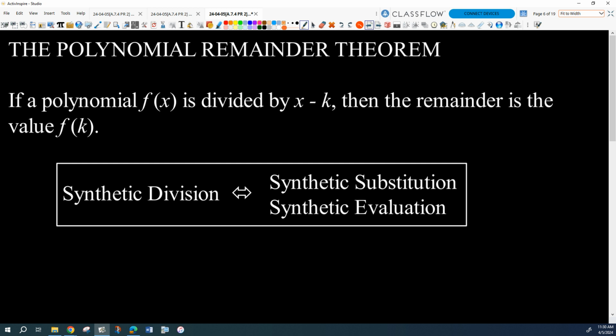And so what we find is that with synthetic division you get that baker's dozen effect here. Synthetic division also gives you synthetic substitution at no additional cost. It's the same process. You're just interpreting it a little bit differently. Synthetic substitution, or sometimes people call it synthetic evaluation.